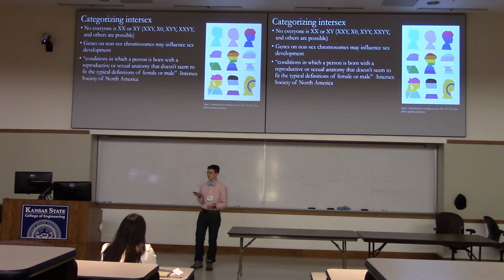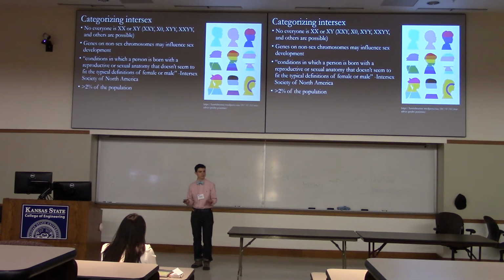One definition that's pretty useful is from the Intersex Society of North America, and it says intersex is a variety of conditions in which a person is born with reproductive or sexual anatomy that doesn't seem to quite fit the definition of male or female. By this definition, that's about 2% of the population, which is about the same percentage of people who globally have green eyes.